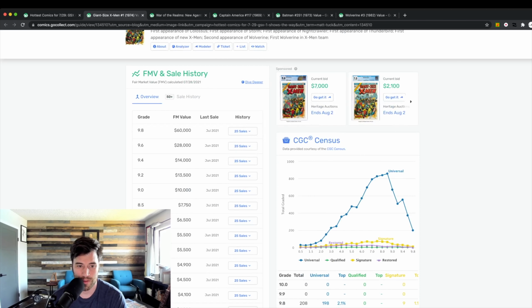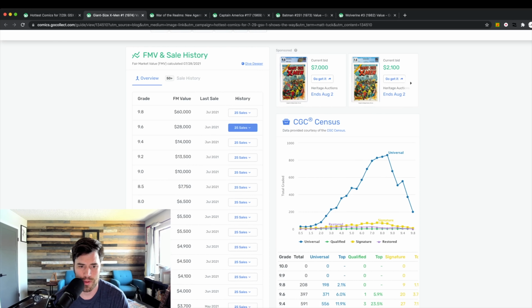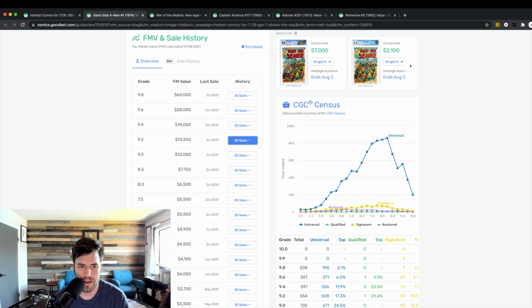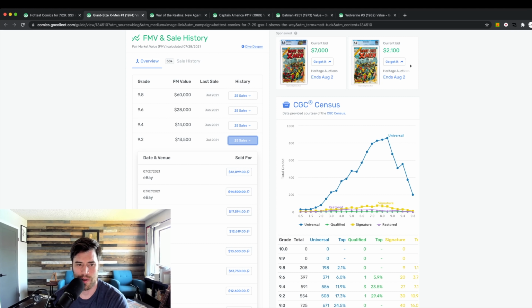So let's look at some of them. All right, GoCollect has fair market value at 13.5, which is just a basic math calculation. It doesn't really mean anything. It's not current. You have to open them up and see. So if you look at a 9.2, recently one sold for about 12,900. But if you went back just a month ago, one sold for 17.5.